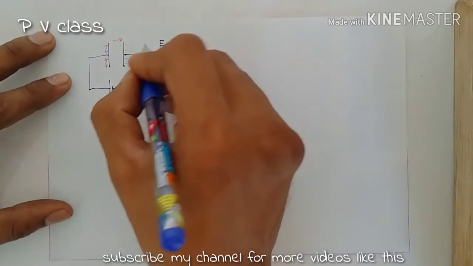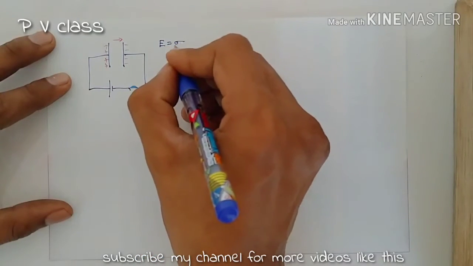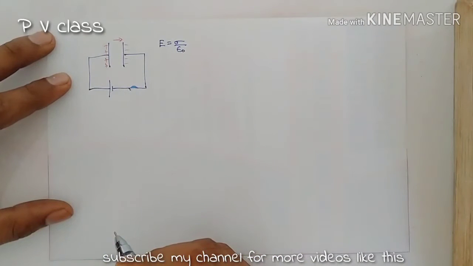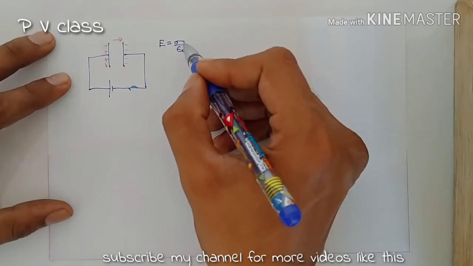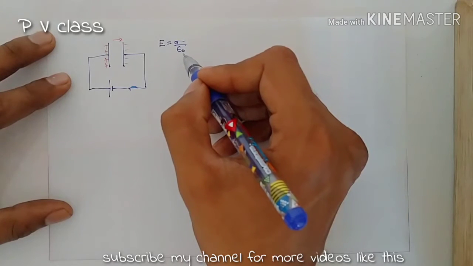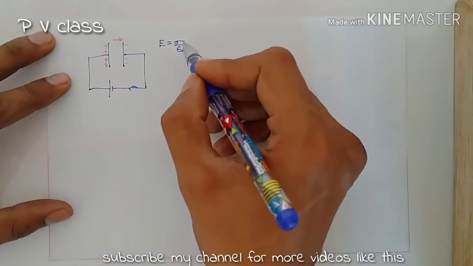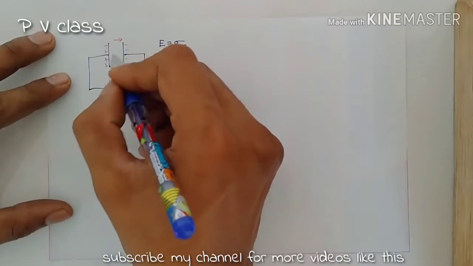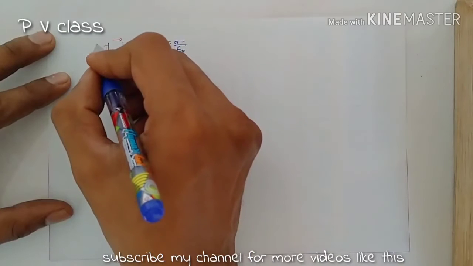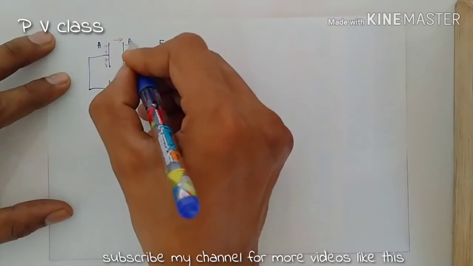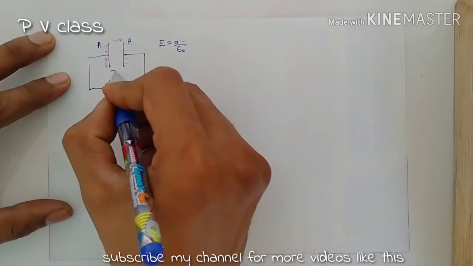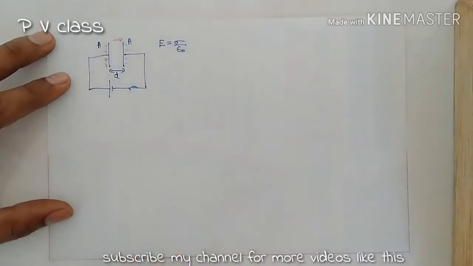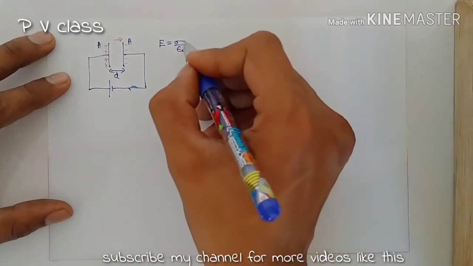We have learned in our previous classes that the electric field between the plates of the capacitor in this case is sigma by epsilon 0. This is the electric field developed between the plates. Sigma is surface charge density, and epsilon 0 is the permittivity of free space. These are the two plates of the capacitor. The plate area is A, and the distance between the plates of the capacitor is D.